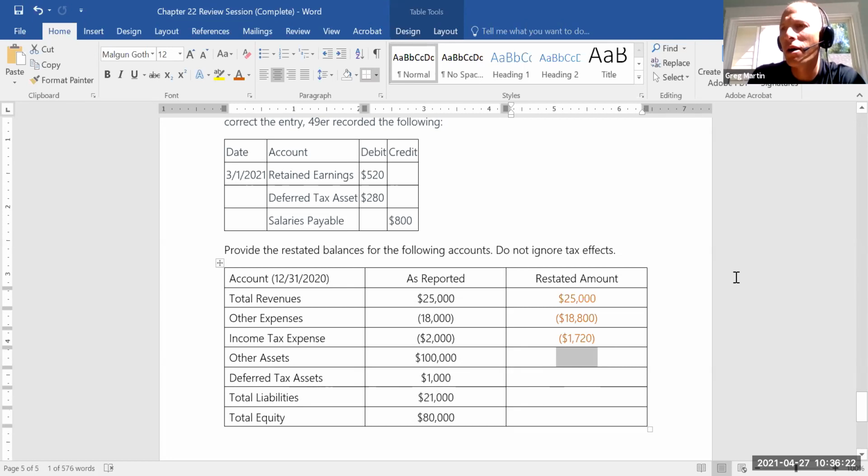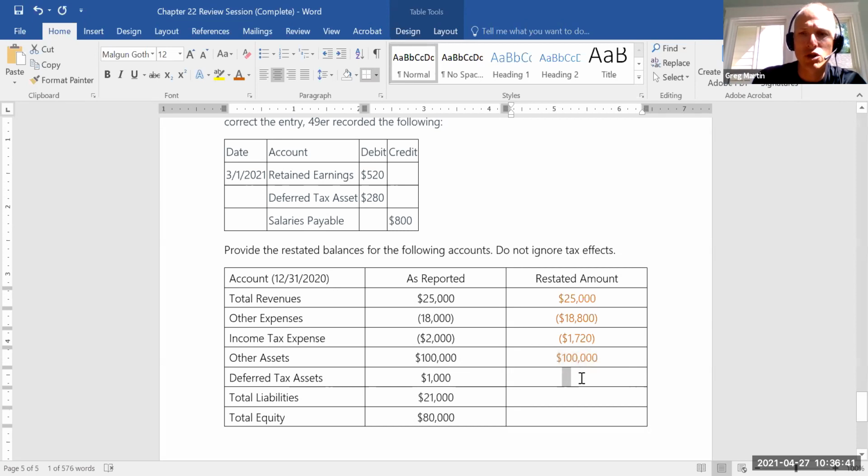So someone asked, would a DTL increase income tax expense? Yes, it would. Yep. DTAs decrease, DTLs increase. Yep. So we have people saying no change, no change, no change. Yes. Quick momentum got you there.